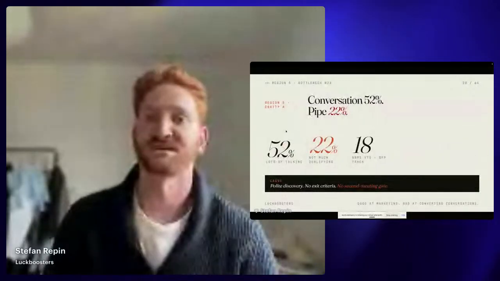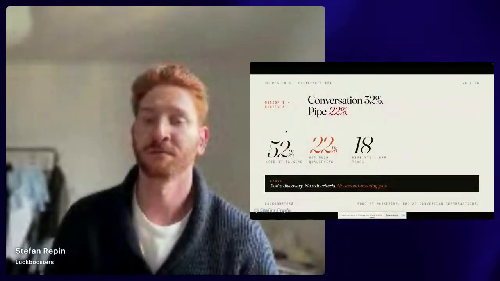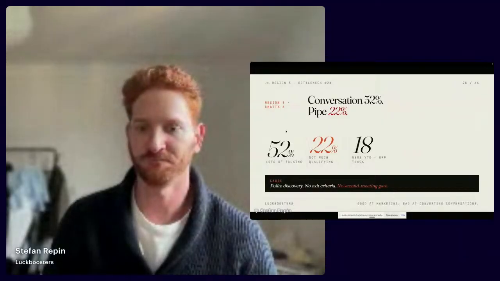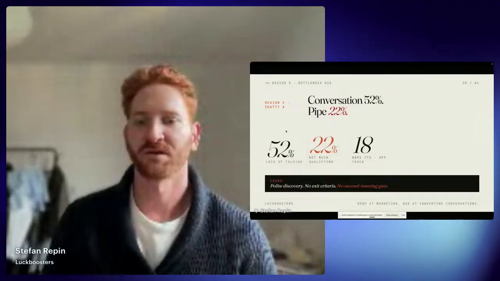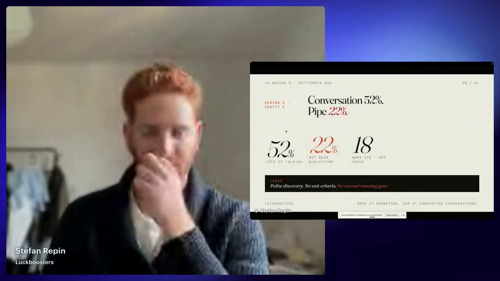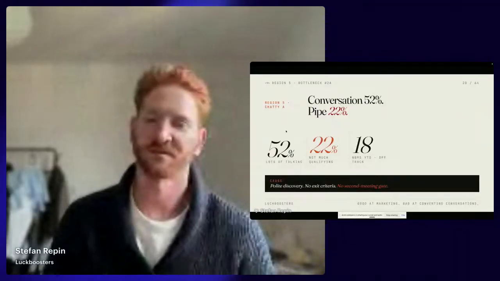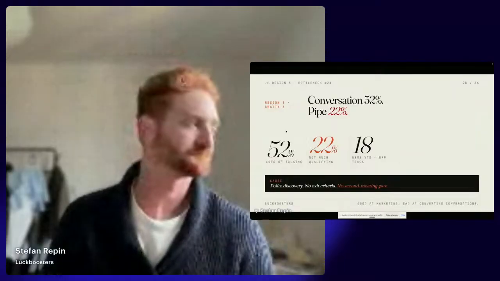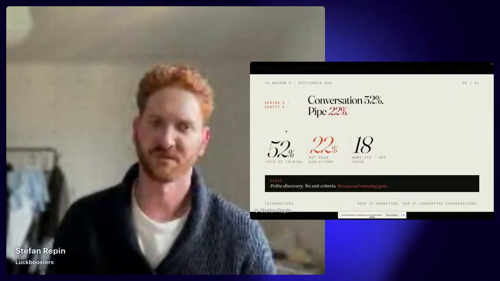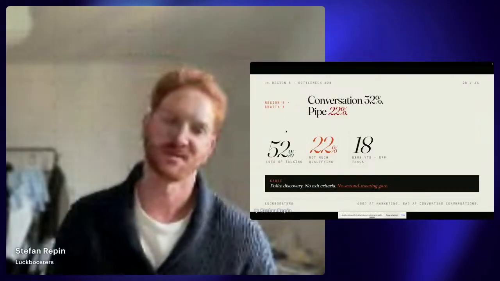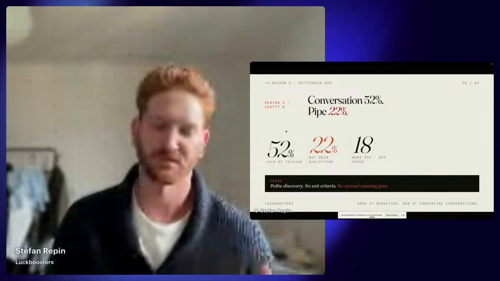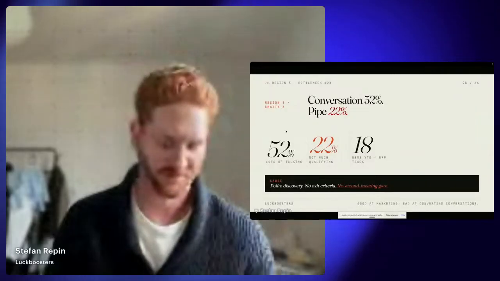So Chatty, conversation 52%. They do talk to us. The pipe is 22%. They do not qualify that much, but they're polite. They're too polite. Okay, so in this case, you would say they're polite in getting meetings with you, so they're chatty, but there is no exit criteria, so there is no second meeting gate. So you need to be able to qualify these sorts of opportunities better.